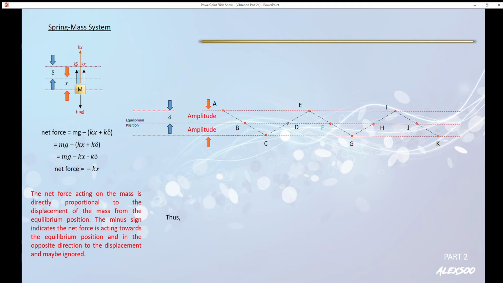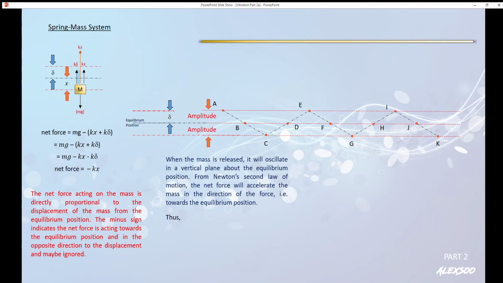If we neglect the frictional force due to the surrounding air, otherwise it will continuously oscillate, we assume. So when the mass is released, it will oscillate in a vertical plane about the equilibrium position. From Newton's second law of motion, we know that the net force is equal to the product of mass and acceleration.